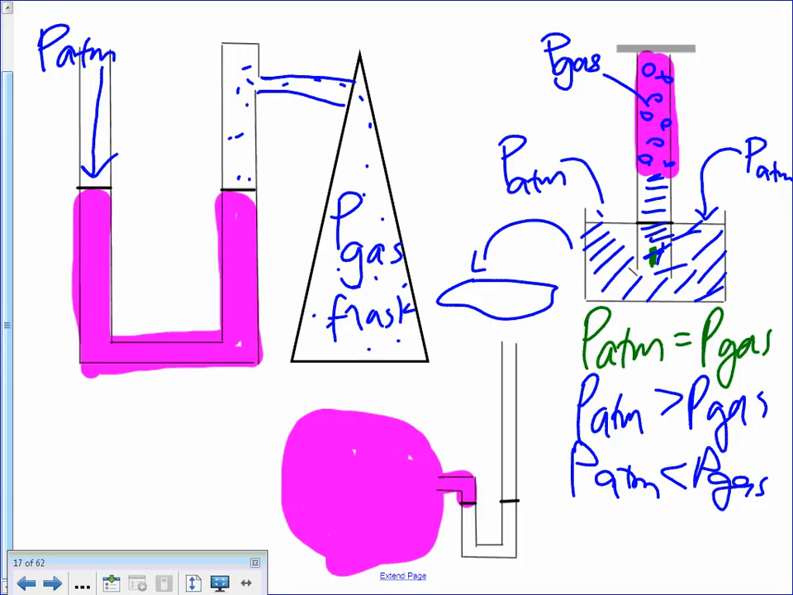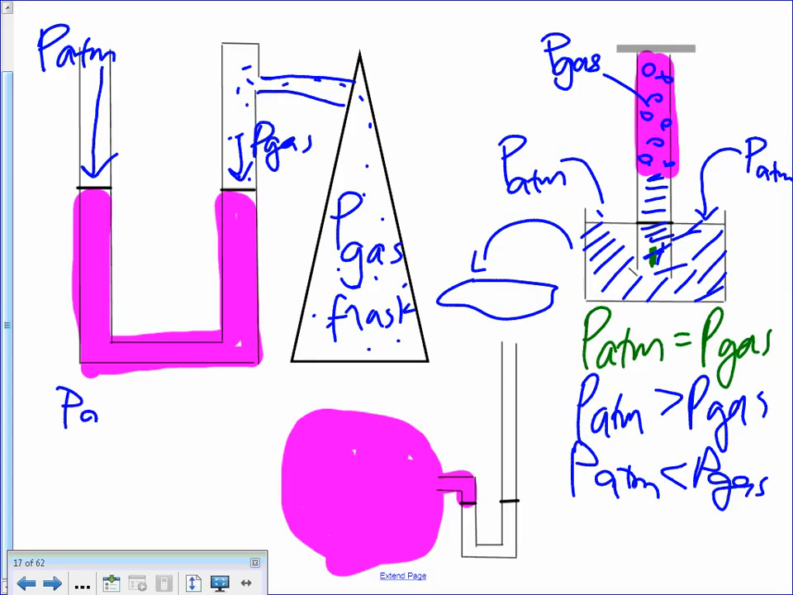So P of the atmosphere is pushing on this. This is mercury or water or some sort of liquid. P of the atmosphere is pushing on this side of the U-tube. P of the gas is pushing on this end of the U-tube. What can you deduce right now? They're equal because nobody's on the U-tube pushing up or down. They're equal.